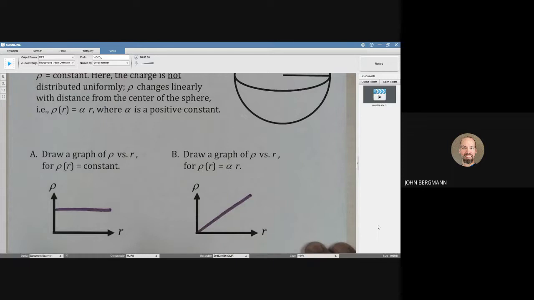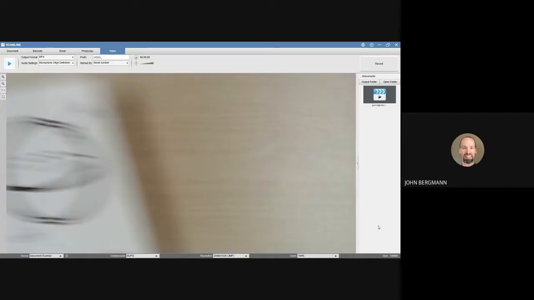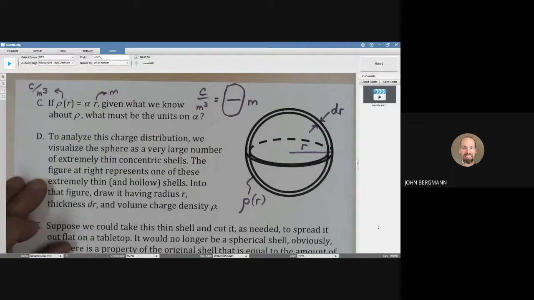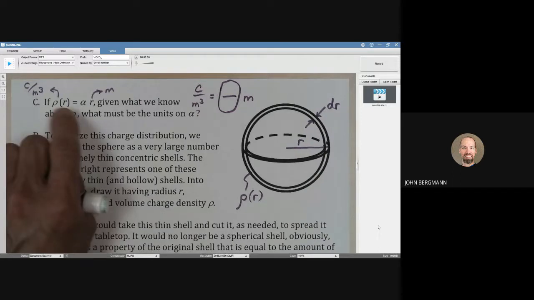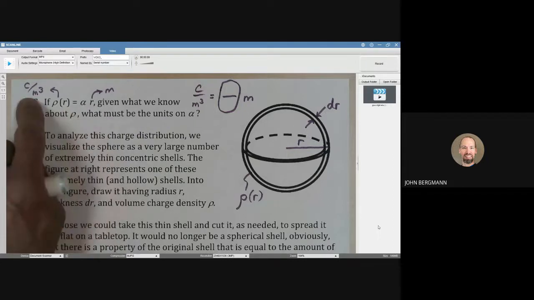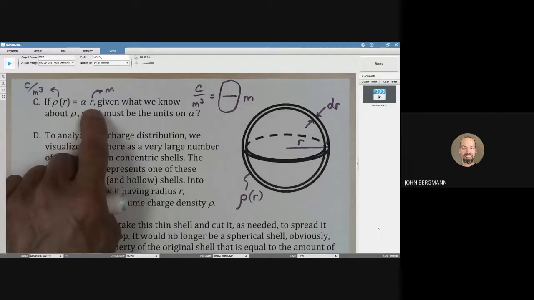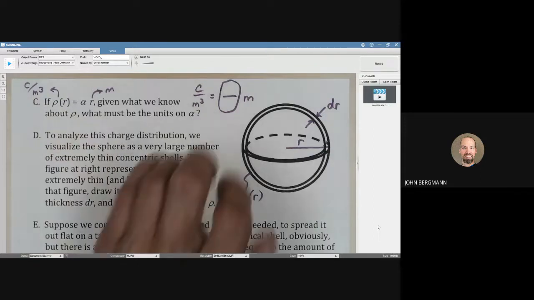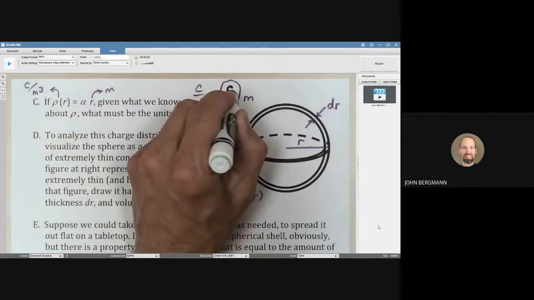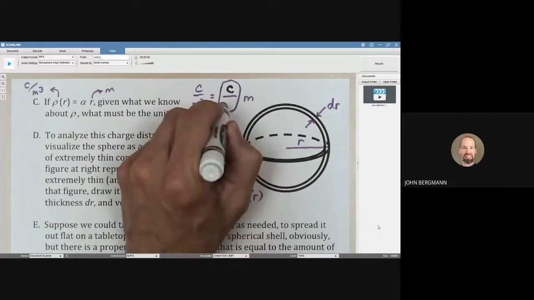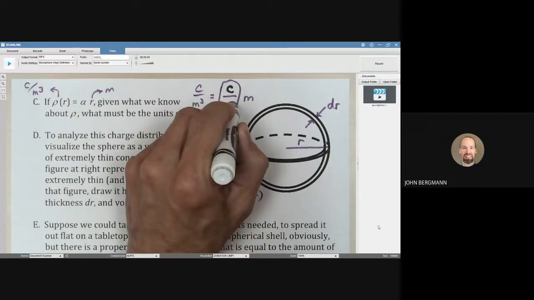So it's essentially zero charge density at the center of this solid thing, and then it increases as we go out. What have to be the units on alpha? This is just an arbitrary equation that the volume charge density is alpha times r. Well, volume charge density is in coulombs per cubic meter, and r is in meters. So what have to be the units on alpha? Doesn't it have to be coulombs per meter to the fourth?